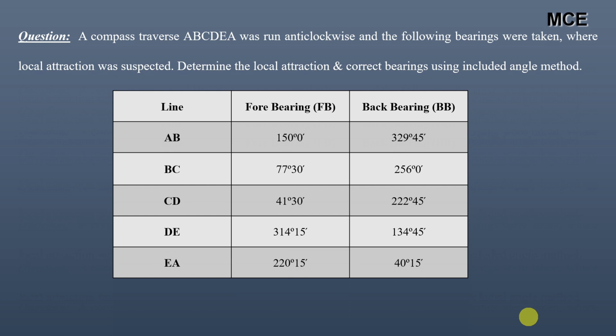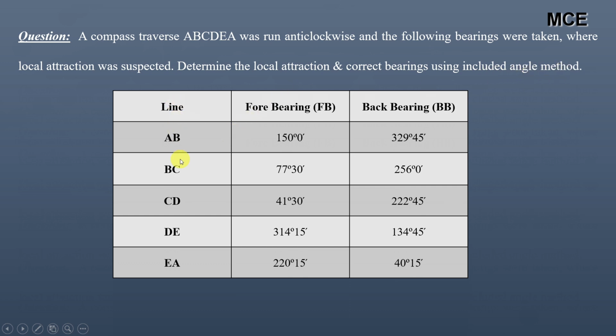In this video, you will learn how to determine the correct bearings of lines of a closed traverse using the included angle method when local attraction is suspected while doing compass surveying. I have been given a question which states that a compass traverse ABCDEA was run anti-clockwise and the following bearings were taken where local attraction was suspected. We have to calculate the local attraction and correct bearings using the included angle method.